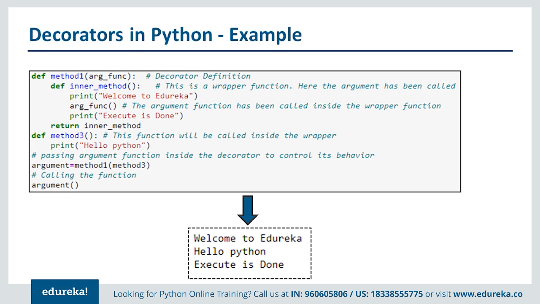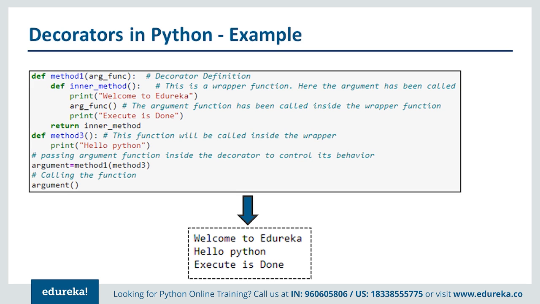Now the main part is the decorators here. Argument is equal to method1 bracket method3. This is where I'm making the argument a function, calling a function inside a function. You cannot directly call a function with a function as an argument. Instead, you have to create a decorator, and in this case we are using the argument as a decorator. I'm passing method1 as a function to the argument, but I'm also giving method3 as an argument to method1.